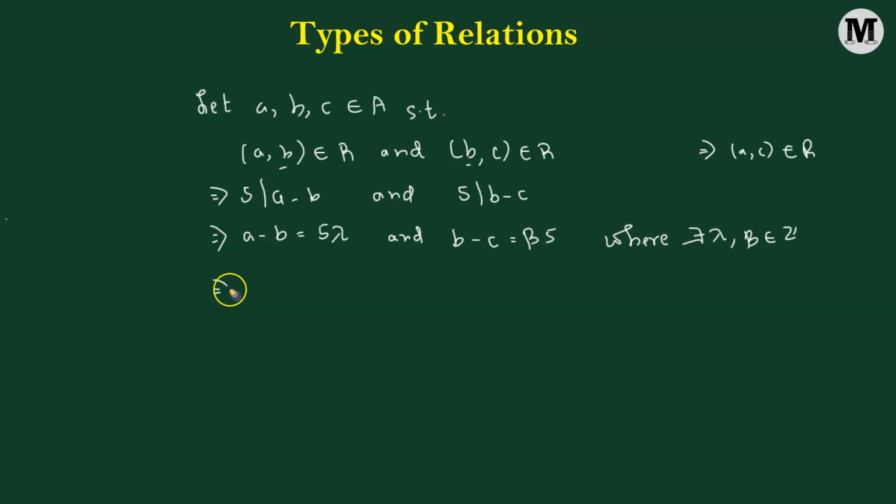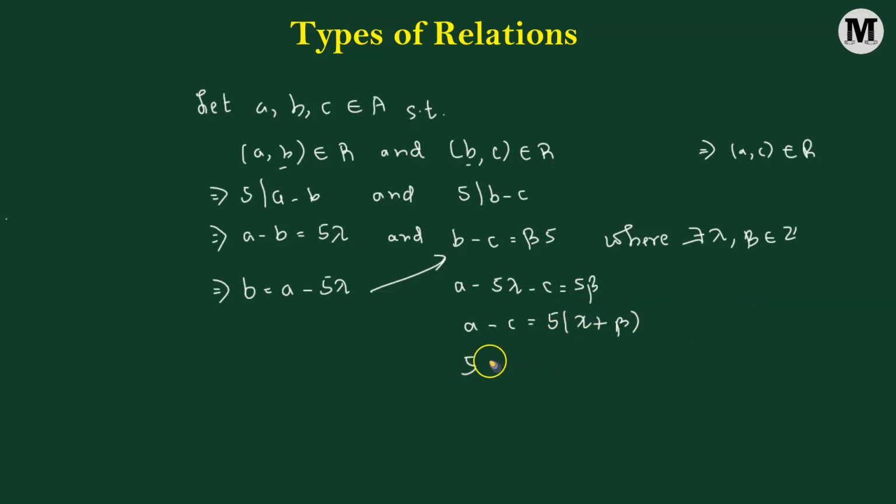Now what we'll do, we will solve these two equations and eliminate B. So here let's isolate B from the first equation. We get B equals A minus 5 times lambda, and we're going to substitute this B value into the second equation, B minus C equals 5 times beta. That gives us A minus 5 times lambda minus C equals 5 times beta, or we can say A minus C equals 5 multiplied by lambda plus beta. Now lambda and beta are already integers, so the sum is also going to give us some integer. So here we have shown that A minus C equals 5 times some integer. In other words, 5 divides A minus C.